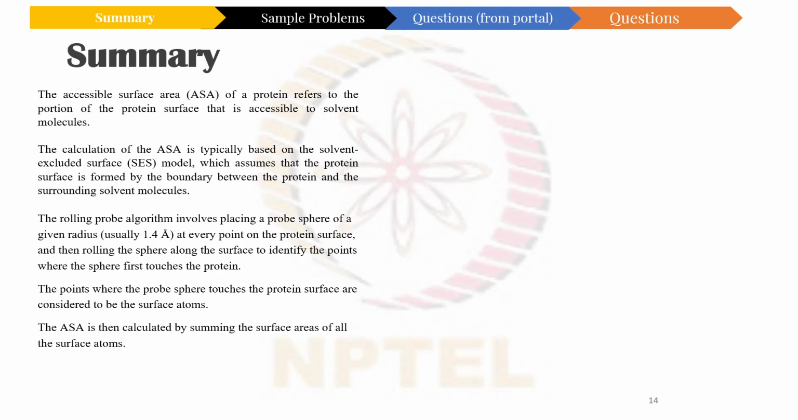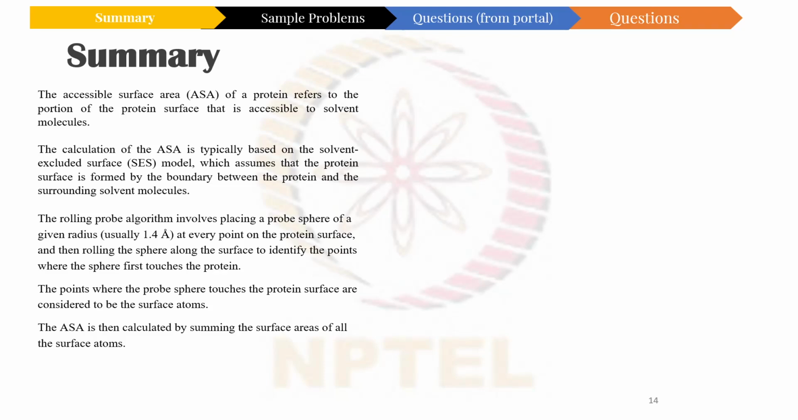to identify the points where the sphere first touches the protein. The points where the probe touches the protein surface are considered to be the surface atoms, and the remaining points are considered to be the interior atoms. And the ASA is then calculated by summing the surface areas of all the surface atoms, and the surface area of each atom is determined by the area of the sphere that is not covered by the protein.